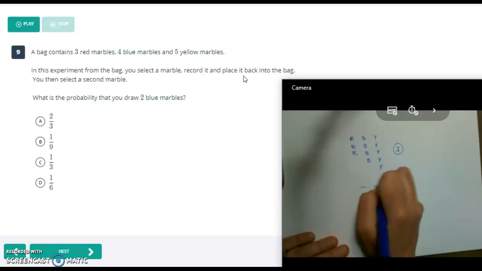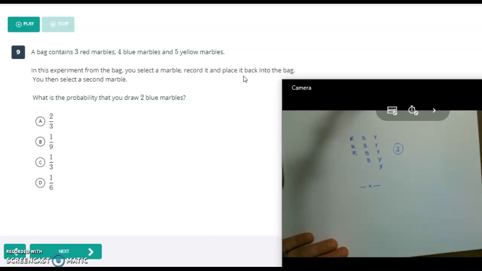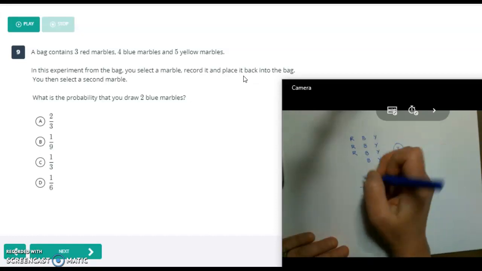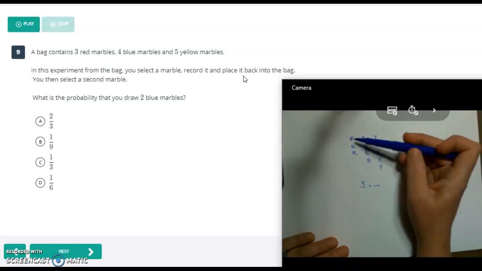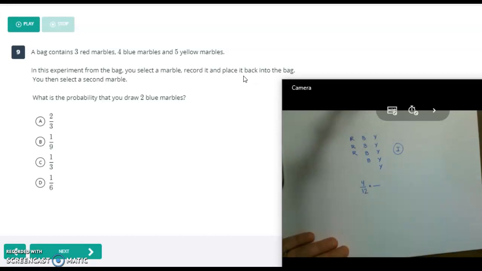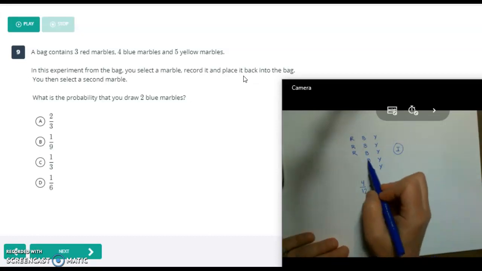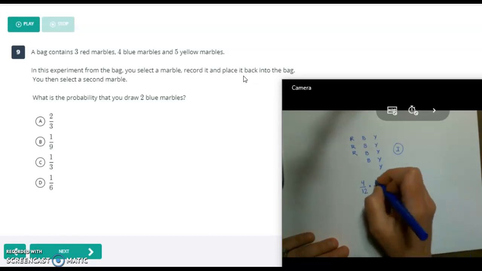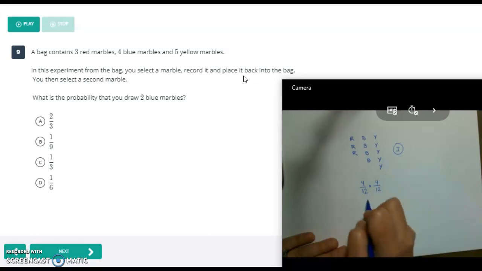So again, we have 2 events that we're going to be multiplying together. What's the probability that you draw 2 blue? Well, in the first event, what's the probability of getting a blue? 4 out of 12. Okay, we're going to put that blue right back. We don't have to cross it out. So then the probability of getting a blue again is also 4 out of 12. So this becomes 1/3 times 1/3. Your answer is 1/9.